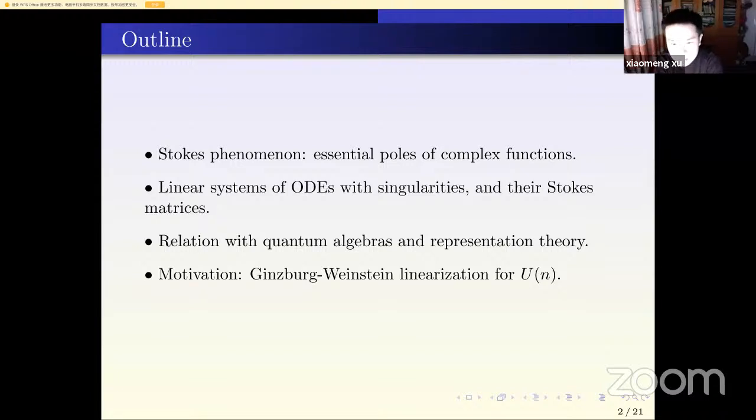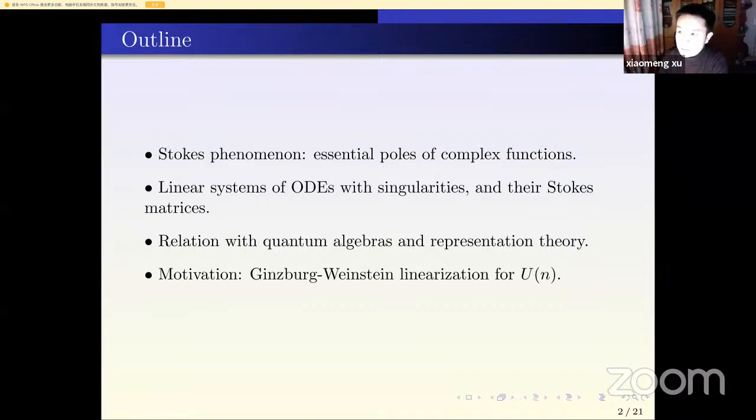So in the second part, I'm gonna give an introduction to ODEs and their Stokes matrices. And in the end, in the past 20 years, the Stokes phenomenon, quite classical stuff, has been found to be useful in many subjects, like in Gromov-Witten theories or in symplectic geometries and so on. So in this talk, I'm gonna give a relation between Stokes phenomena and quantum groups. All my work was motivated by the remarkable theorem of Ginzburg and Weinstein, which states that for any compact Lie group, the dual Poisson group is diffeomorphic to its linearization. I'm gonna give an introduction to this theorem later on. So this is an outline of my talk.